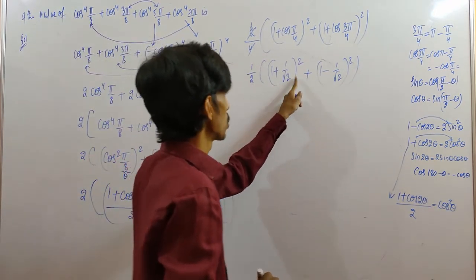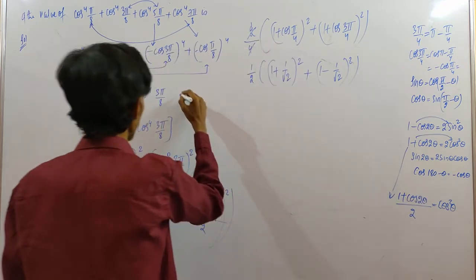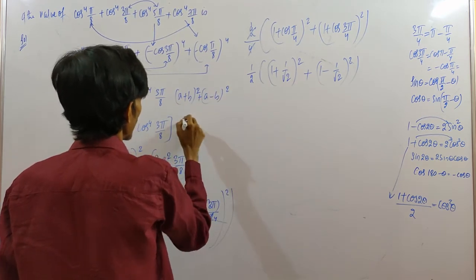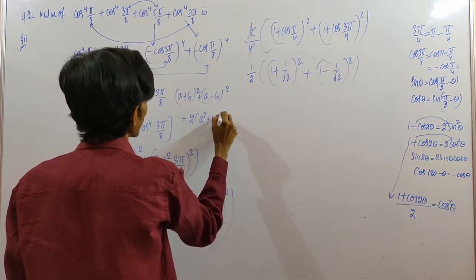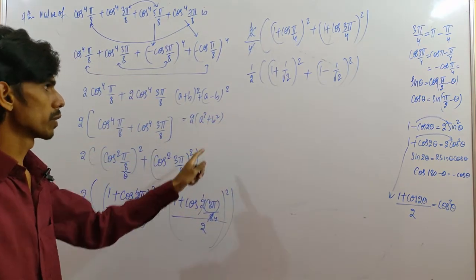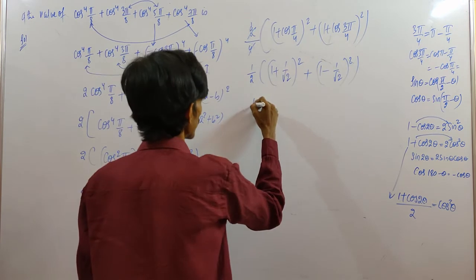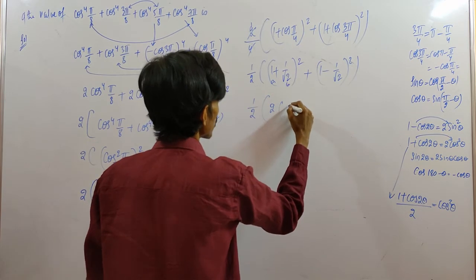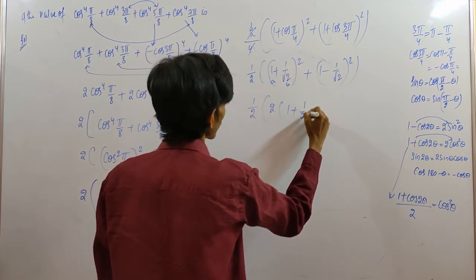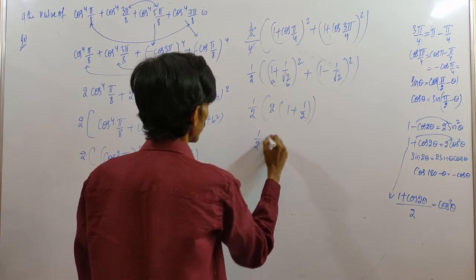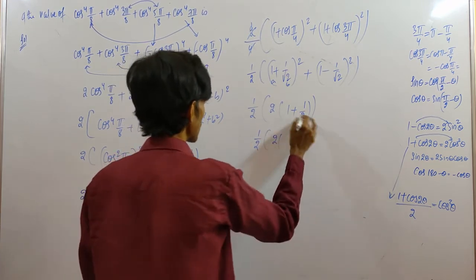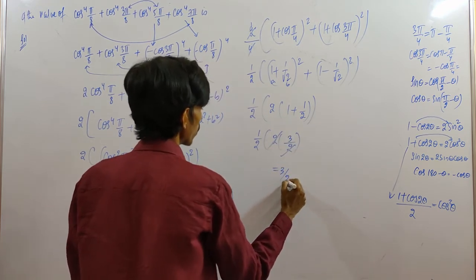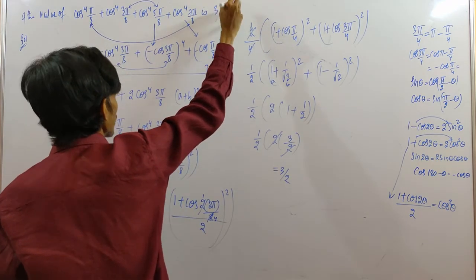Here we have (a plus b) whole square plus (a minus b) whole square. The value of (a plus b) whole square plus (a minus b) whole square is 2 into (a square plus b square). So this will become 1 by 2 into 2 into (a square plus b square). a value is 1, and b is 1 by root 2. 1 square value is 1, and (1 by root 2) square value is 1 by 2. So this will become 1 by 2 into 2 times (1 plus 1 by 2). LCM gives 3 by 2. These two will get cancelled. We have 3 by 2. So the value of this is 3 by 2.